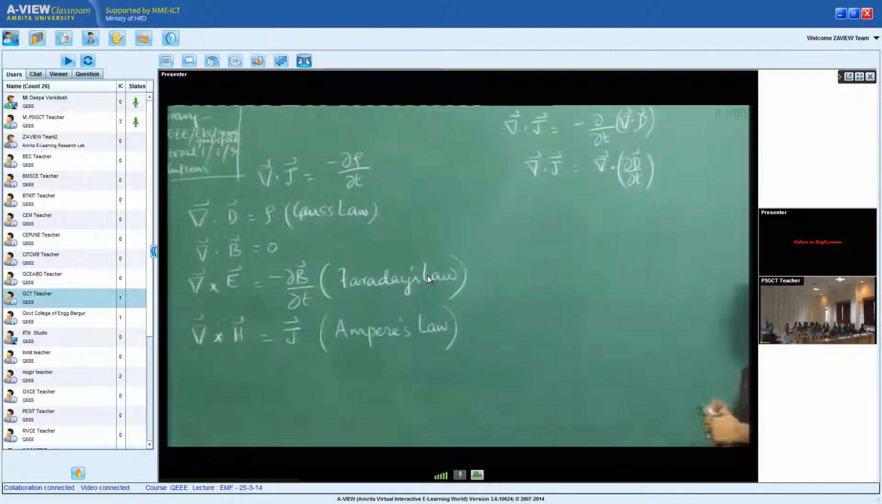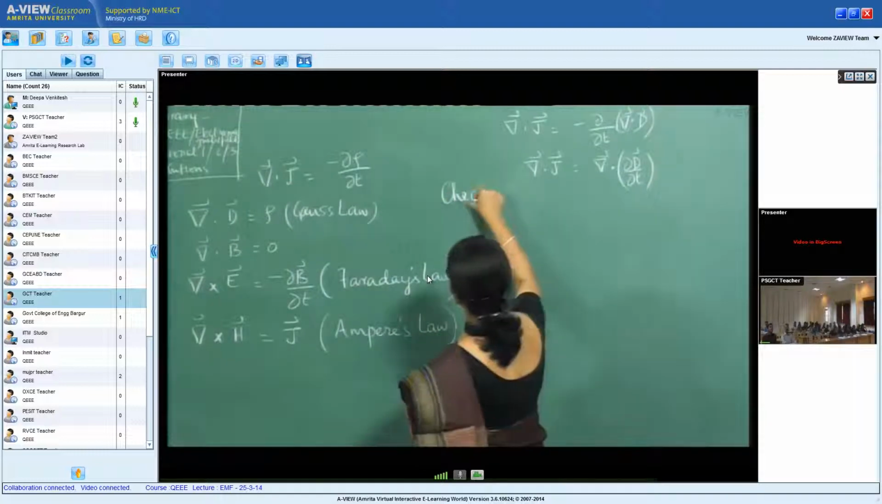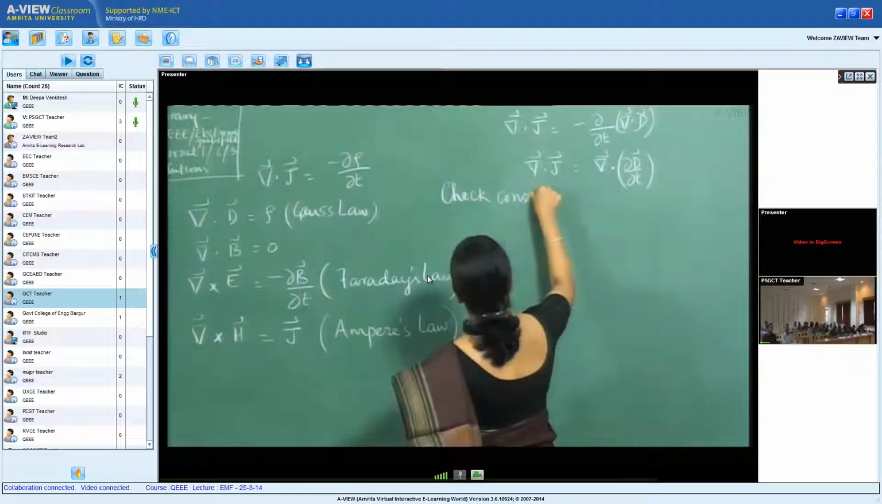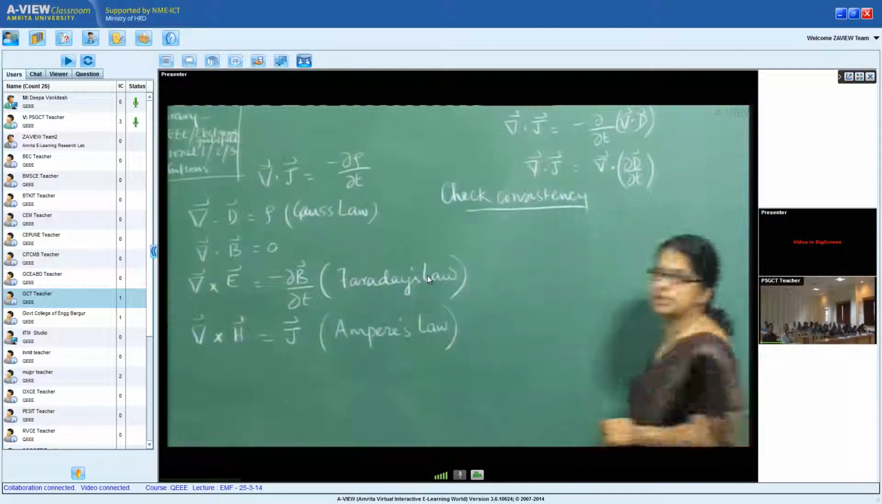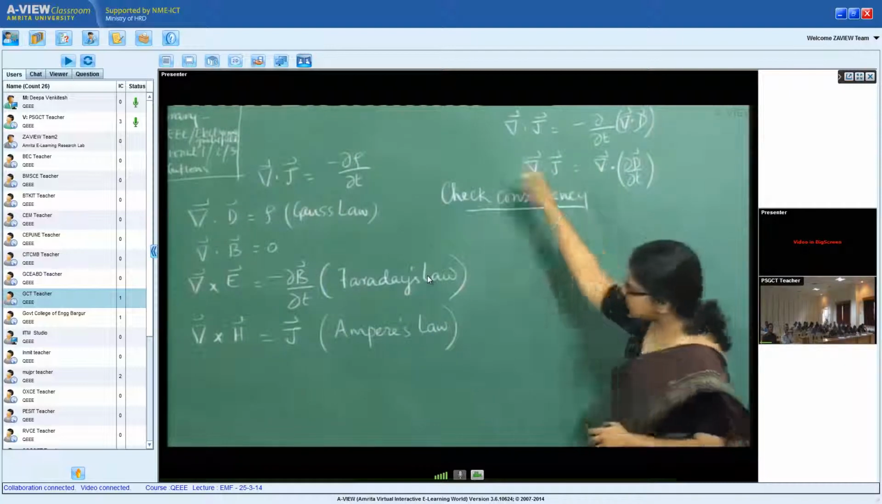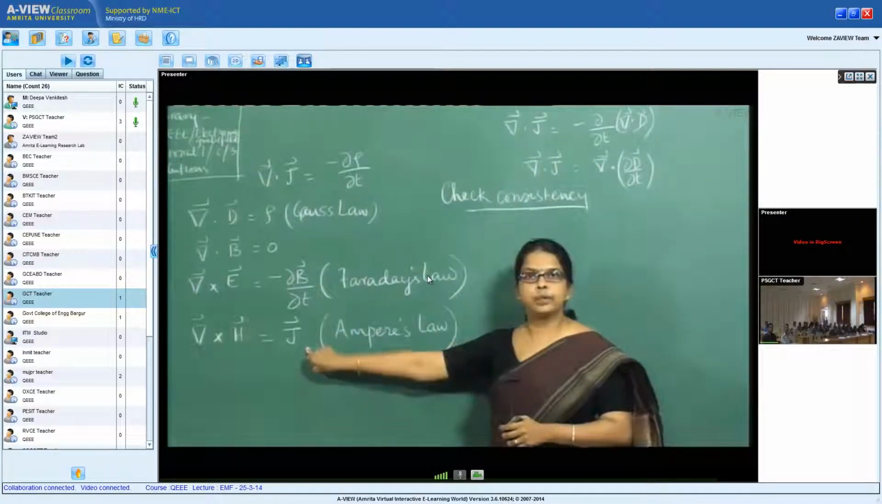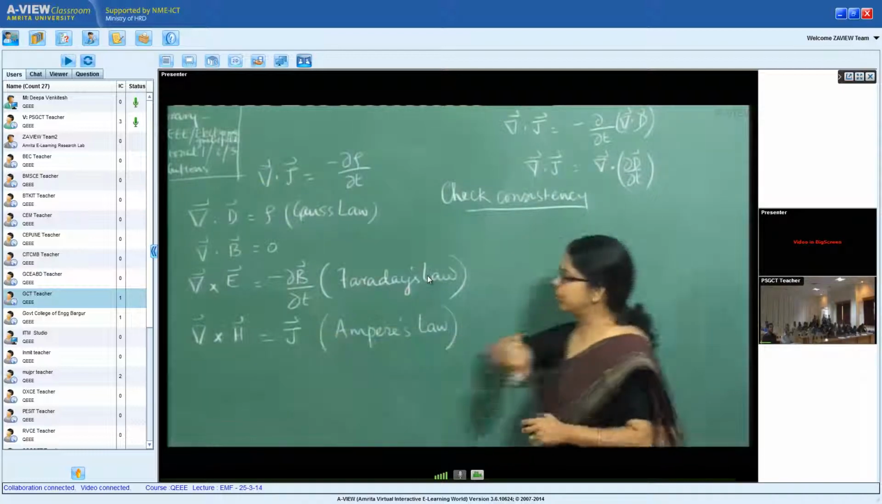So I have this result. Now I am going to check consistency. How am I checking consistency? I am going to calculate whether this J is the same as this J. I am going to check whether they are representing the same. So what should I do?